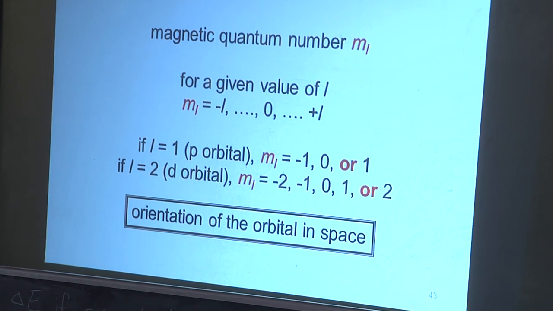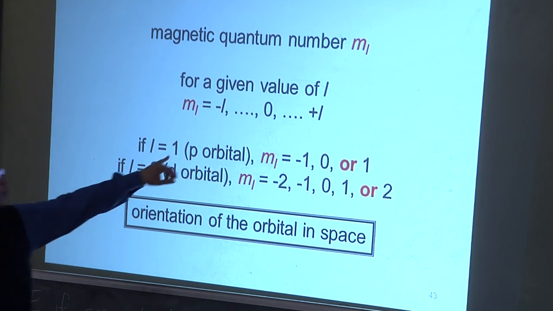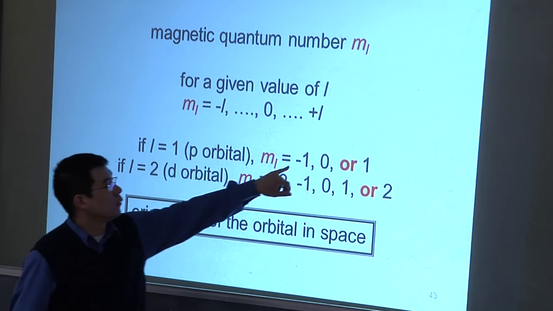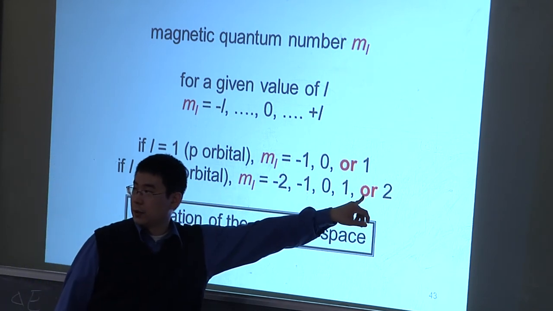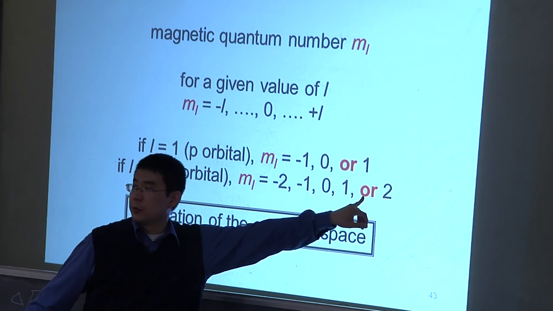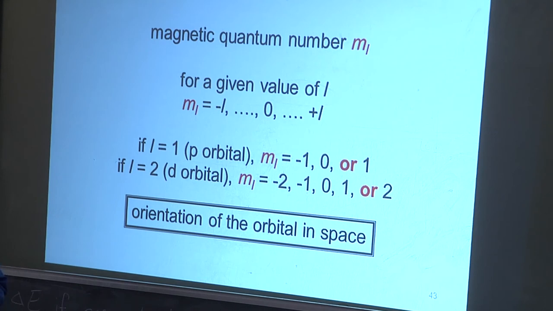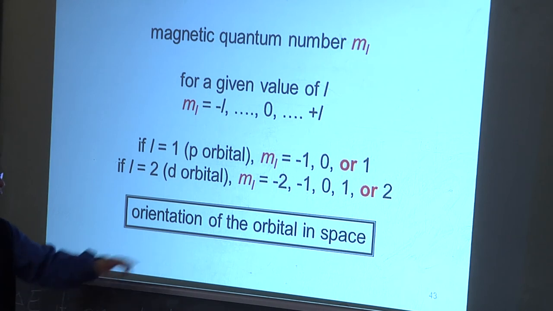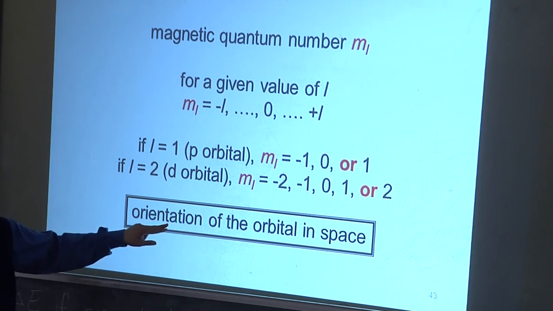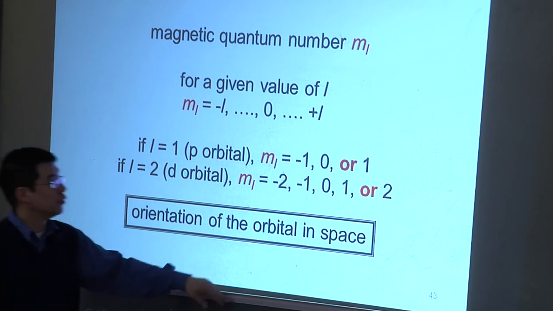L represents p orbitals, and the p orbitals can go from negative 1 to 1. Two slides ago, what did we see? We saw there were three p orbitals, and those three p orbitals were basically identical except for the direction they were facing. One was on the x-axis, one was on the y-axis, and one was on the z-axis. It defines the orientation of that orbital in space.